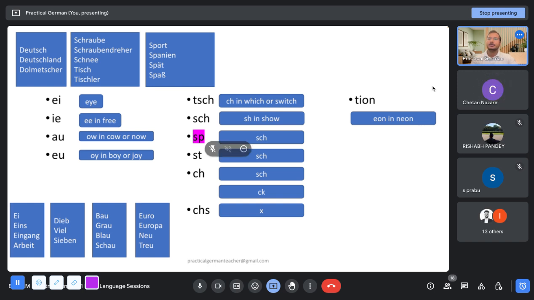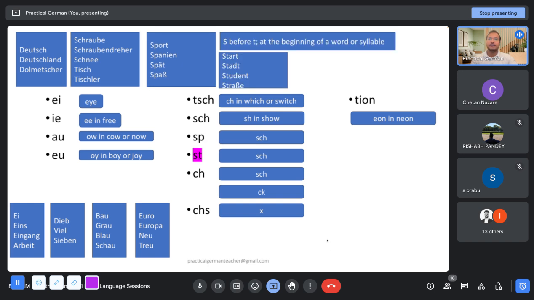Then read the following words for me. Again, the hint is still the same. Now you have to remember here the st is appearing before t. The rule may change when this is at the end of a word, but as long as this is at the beginning of a word or a syllable, that's how it should be. Please read.